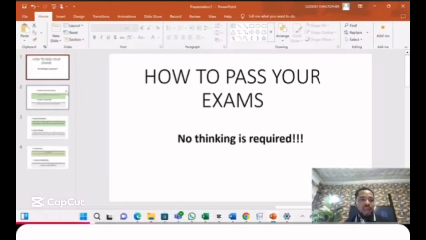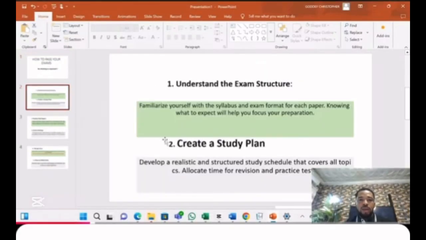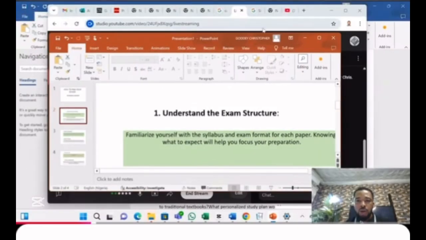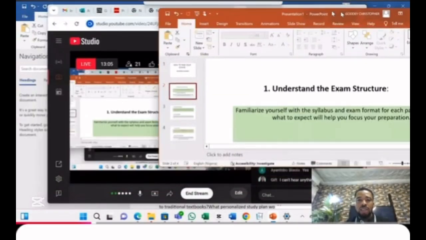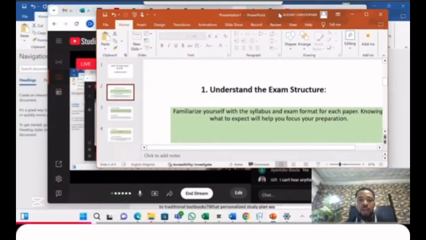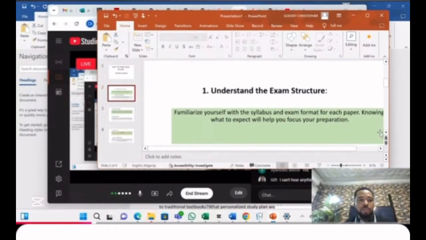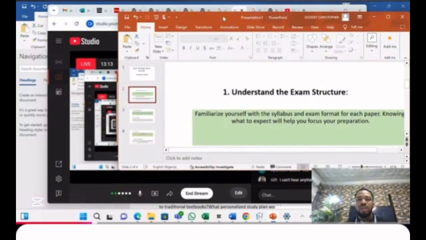The first thing we are looking at here: the first one is to understand the structure of your exam. This is very, very key. You can't say that you want to go in for an examination, right, such as the SFM exam or the performance management exam, and you don't understand how the exam is structured.